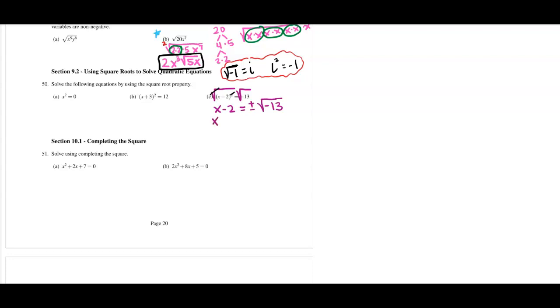So this side's staying the same: x minus 2 equals plus or minus, and I'm going to bring an i out. Now, if it was negative 16, then that would simplify to be 4i. But right now, 13 is not a perfect square, so 13 still has to stay inside the square root. Then to get x by itself, I just need to add the 2 over. So my answer would be x equals 2, put your number in front, plus or minus i square root of 13.